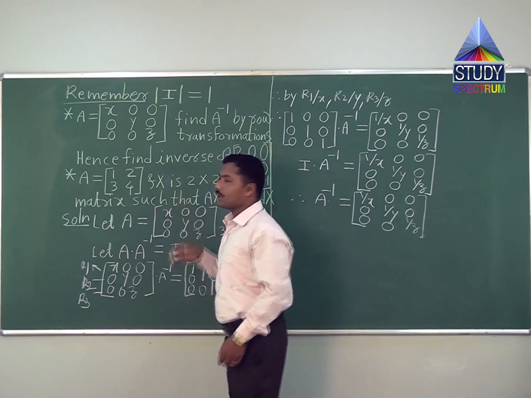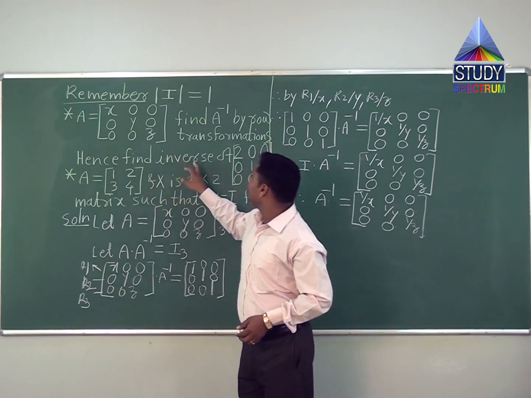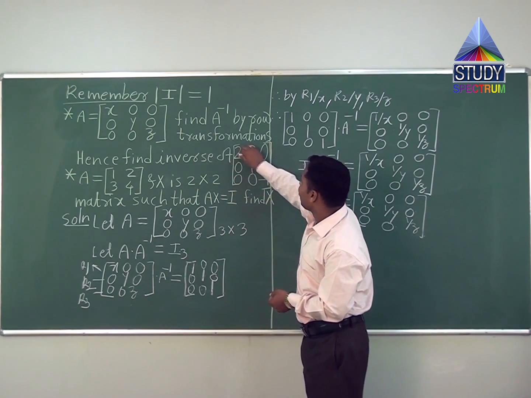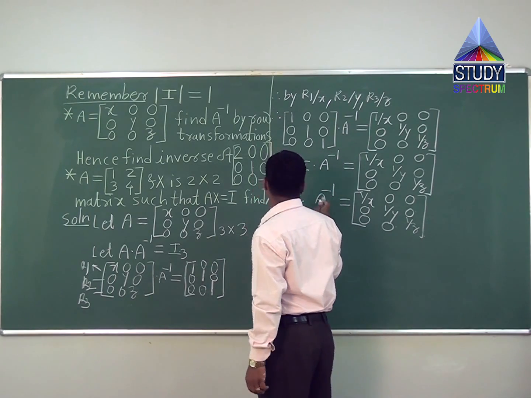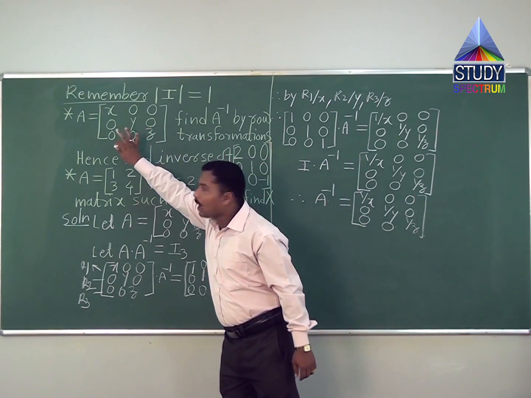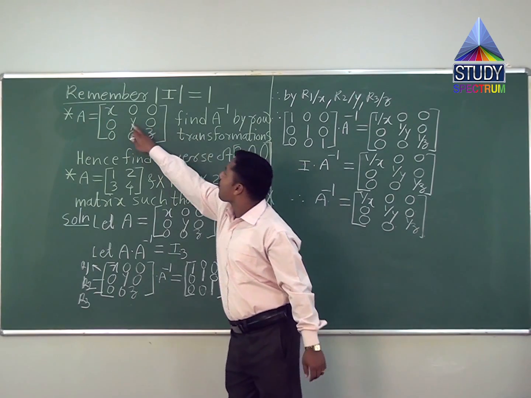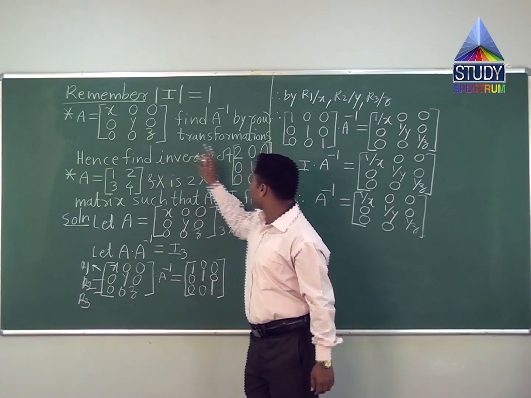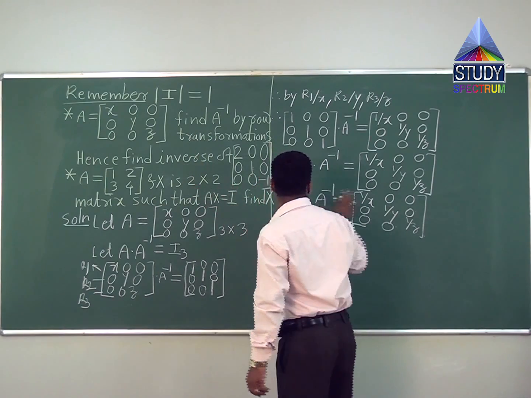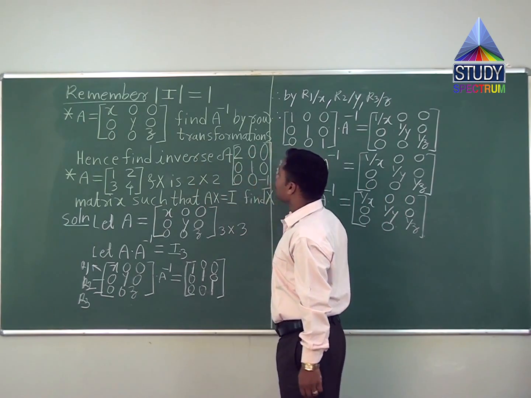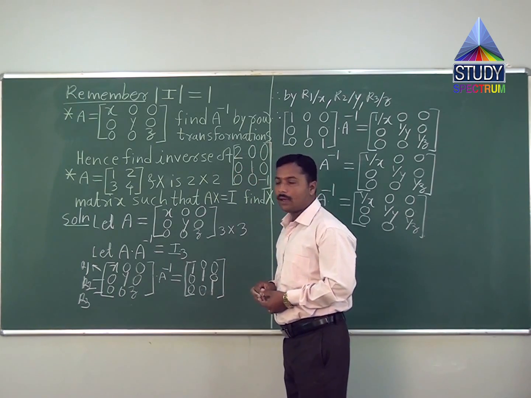But also one additional problem in this question is that, hence find inverse of this diagonal matrix. Hence we have found already the inverse of this diagonal matrix. Hence x equal to 2, y equal to 1, and z equal to minus 1. So by putting these values in the answer, we get the inverse of this diagonal matrix.